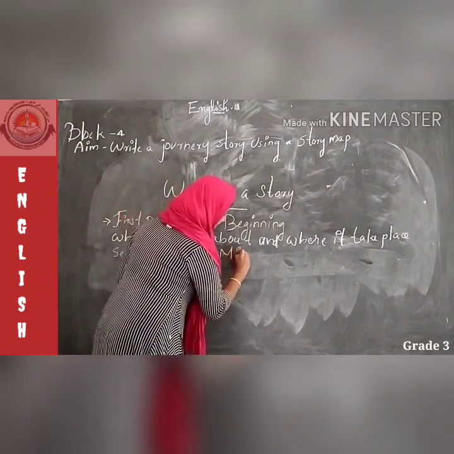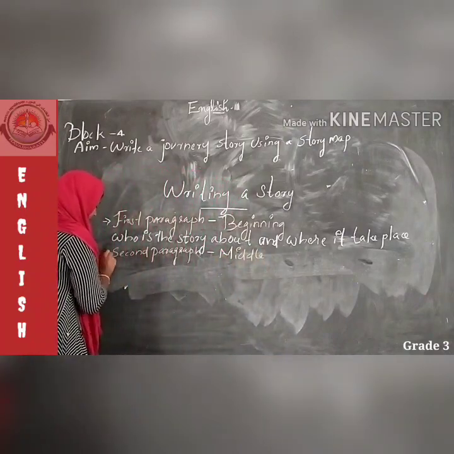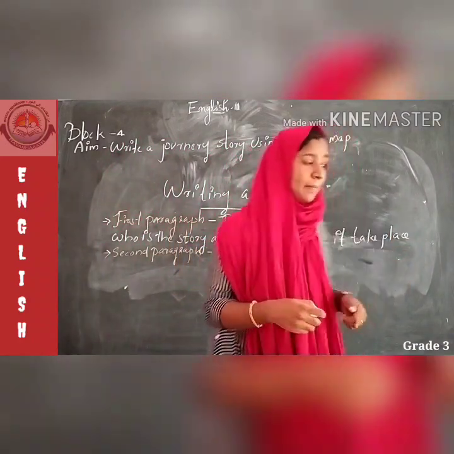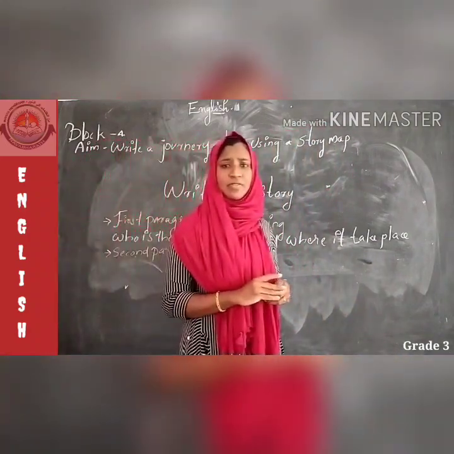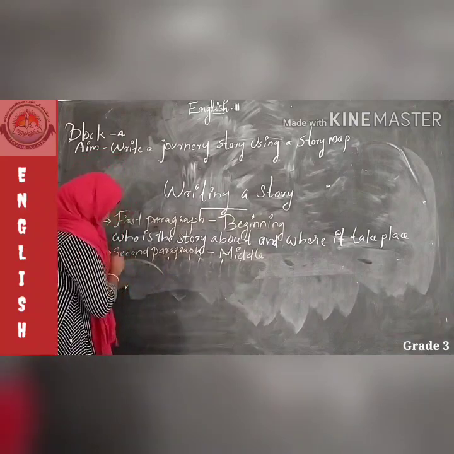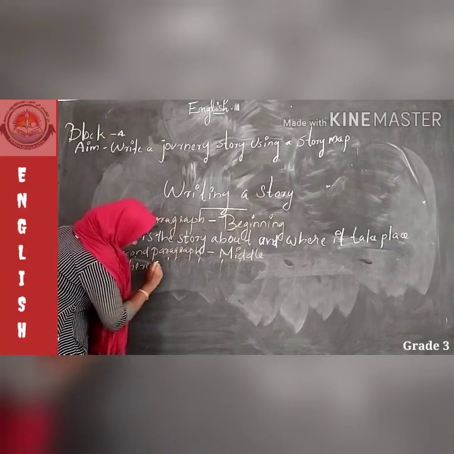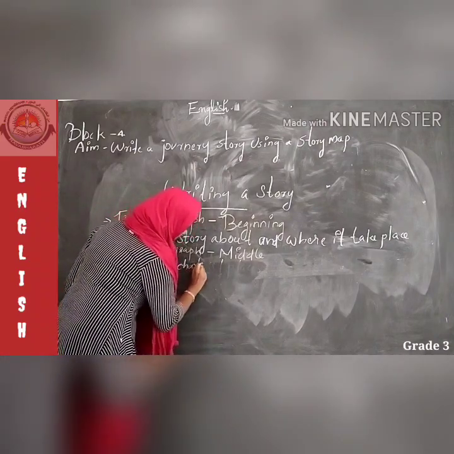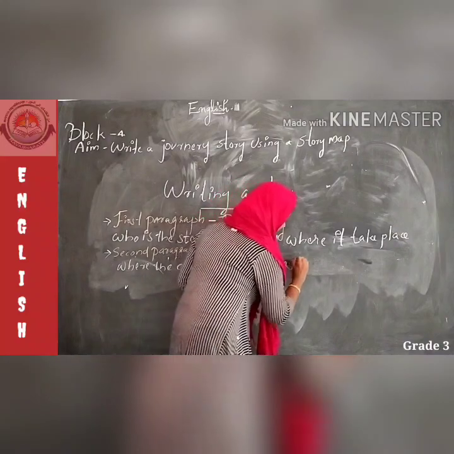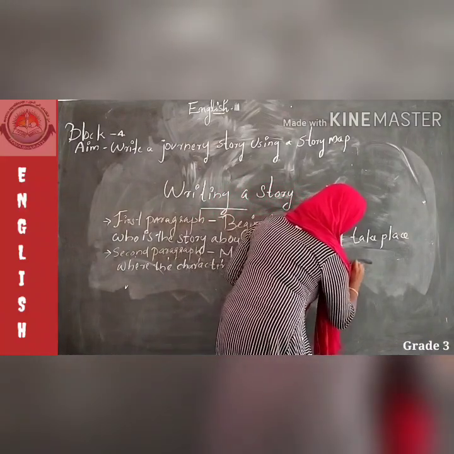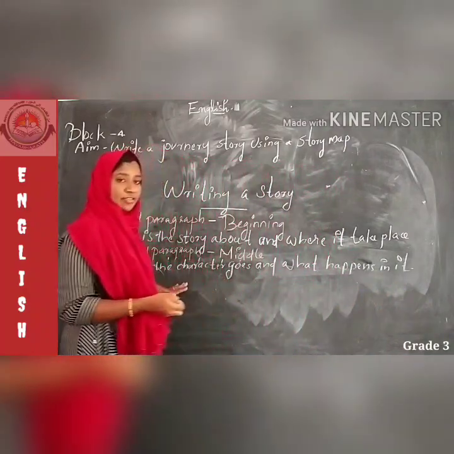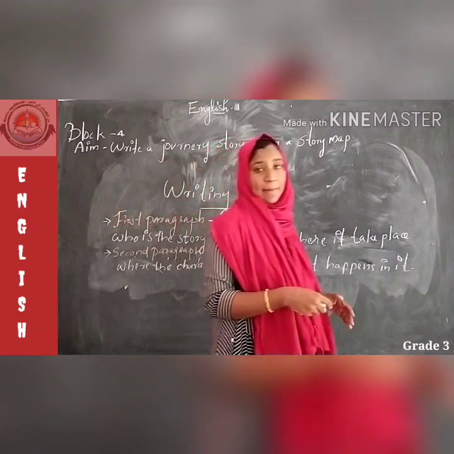We know that it is the middle paragraph, isn't it? So in the second paragraph, which is the middle, you should write where the place or places the character goes. Okay. So in the second paragraph itself, you should write where the character goes and what happens in it, isn't it?